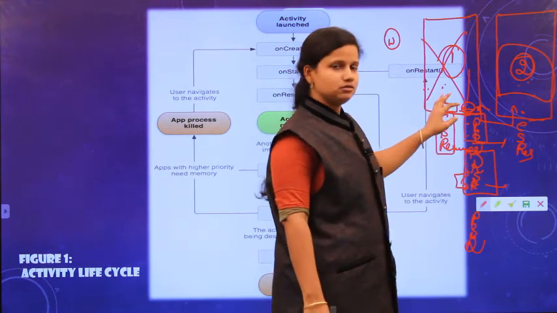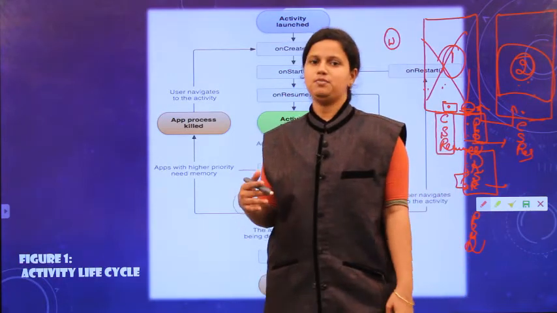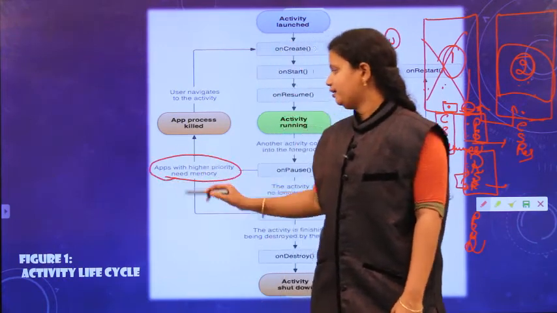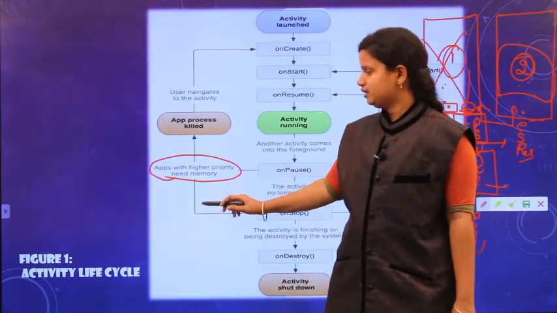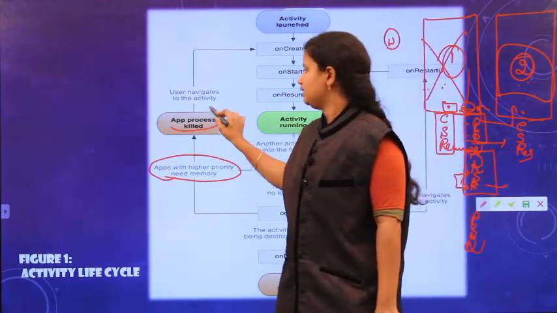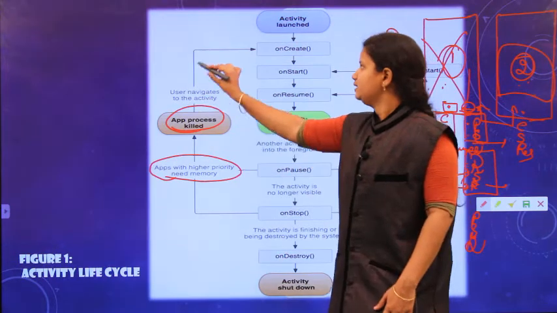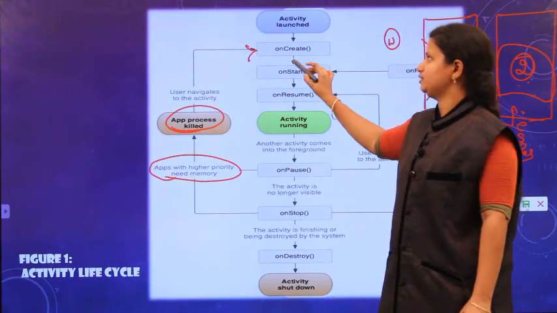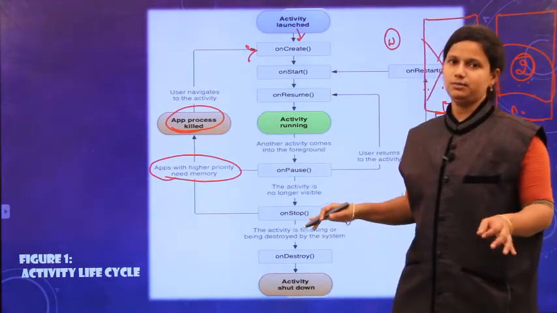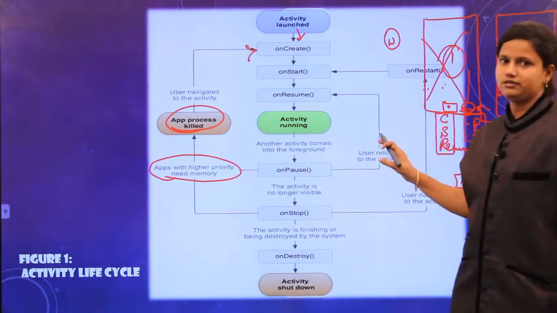Whenever the activity has not been invoked by the user for a long time, and the system or any application is requiring memory with a high priority, in that situation the system will automatically kill this activity. That means it will destroy the activity. Why? Because again we want to launch the activity, the application will be closed. These are the different situations of the activity life cycle.